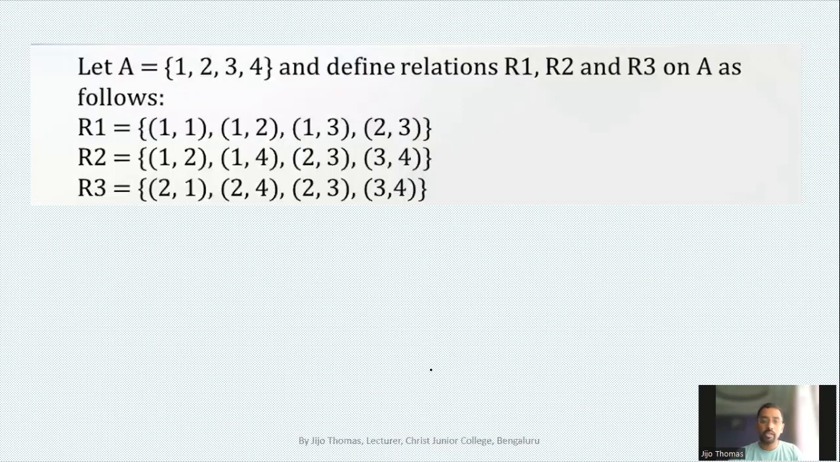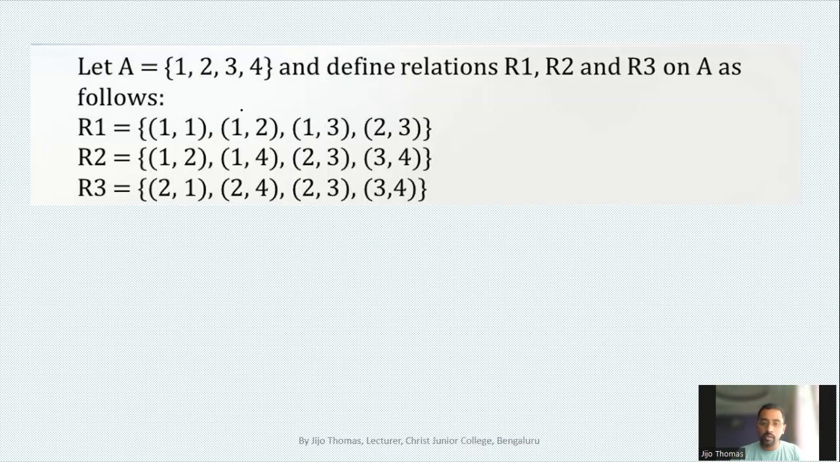So I have given you 3 examples, R1, R2, R3, which are not transitive. When you consider R1, (1, 1), (1, 2). (1, 2) is already there. (1, 1), (1, 3), again (1, 3) is already there.